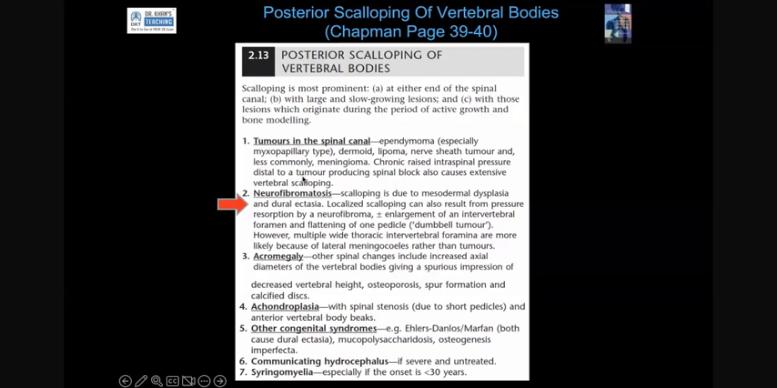Posterior scalloping of the vertebral body is a very important exam case. Remember that, per se. But in this case, what I showed you, there were two findings. Tumor in the spinal canal is the most common, then neurofibromatosis, then acromegaly, achondroplasia. These ones you must remember.